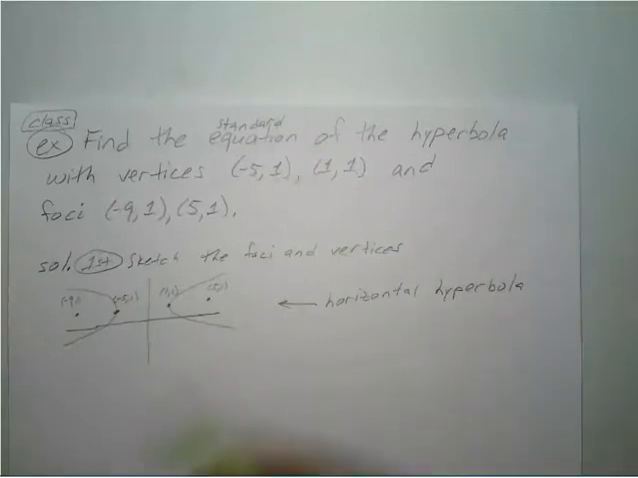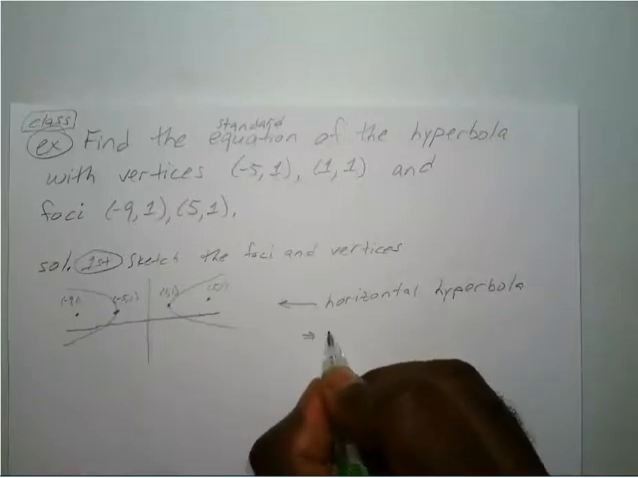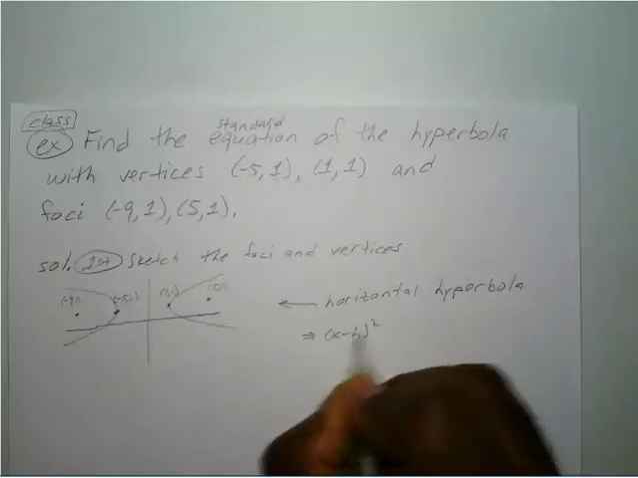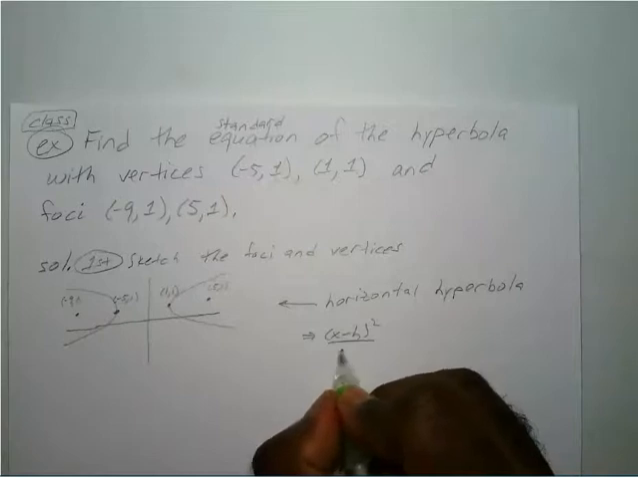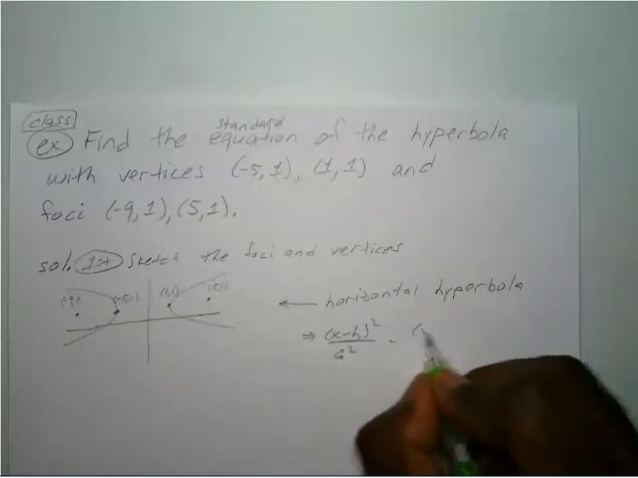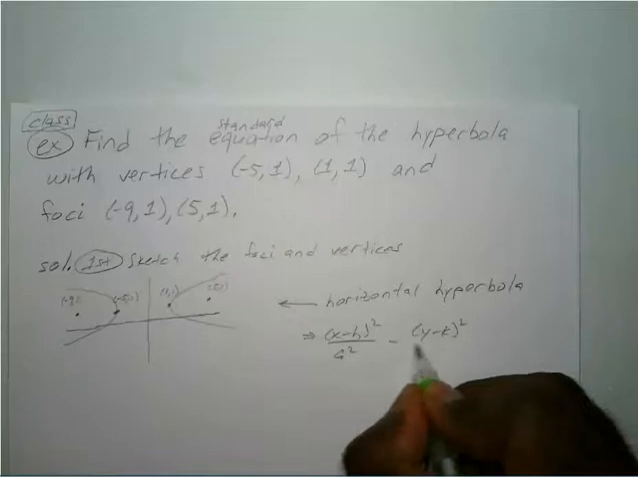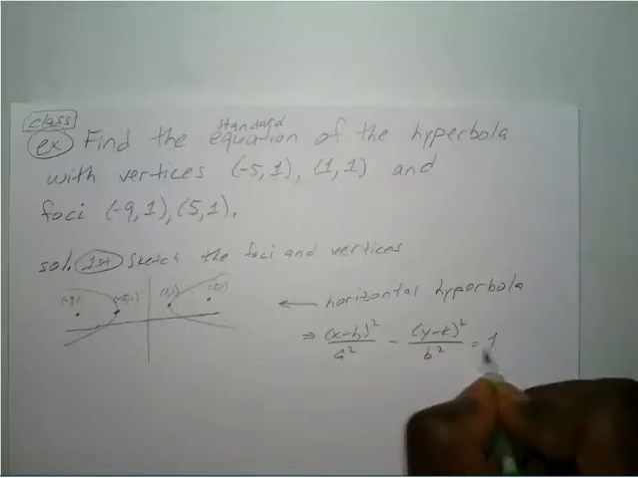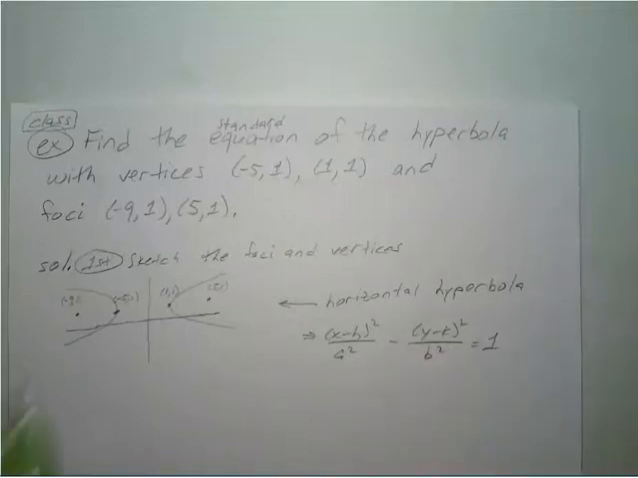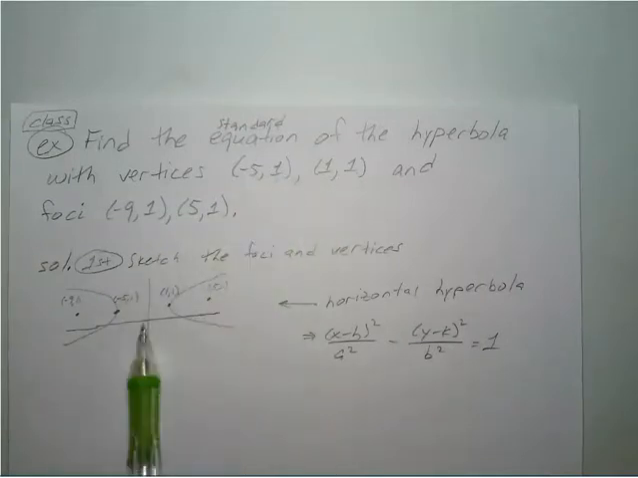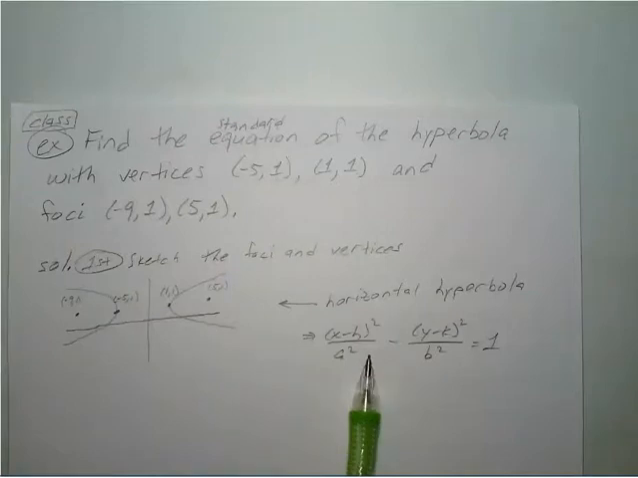And just knowing that, we know that we will work around the equation x minus h squared over a squared minus y minus k squared over b squared equals 1. Okay, so just plotting those points gave us that idea. So now we know what we're working with. We know what we need. First thing we're going to do is find our h and our k.